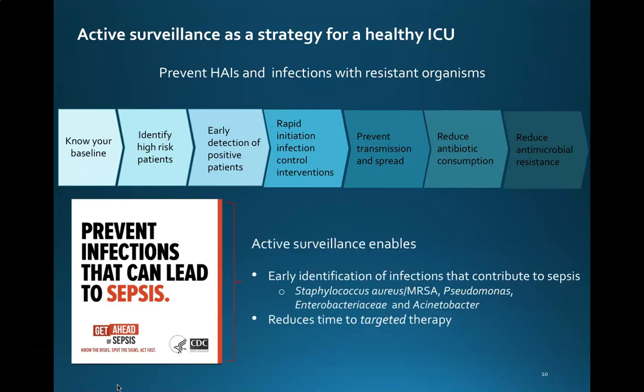So as far as active surveillance is concerned, it is a powerful tool to enable you to prevent infections that can lead to sepsis. It enables early identification of the infections that contribute to sepsis. It will also help you reduce time to targeted therapy, which will improve your outcomes overall, both clinical and economic.